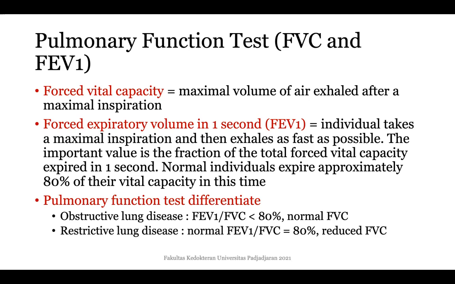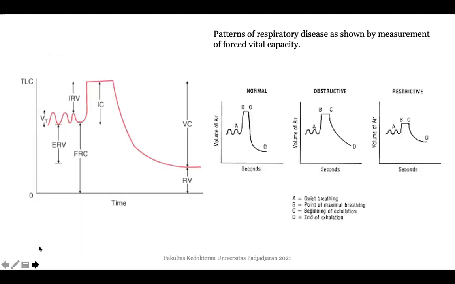In restrictive lung disease, where they have a problem getting the air in, they have no problem getting the air out. So their FEV1 to FVC ratio should be normal. They should be able to get 80% of their air out in 1 second. However, the actual numbers of those two parameters should be different because their vital capacity is smaller. That means the actual volume of their FEV1 will also be smaller. So the ratio can be normal, but they have a reduced vital capacity in restrictive lung disease.